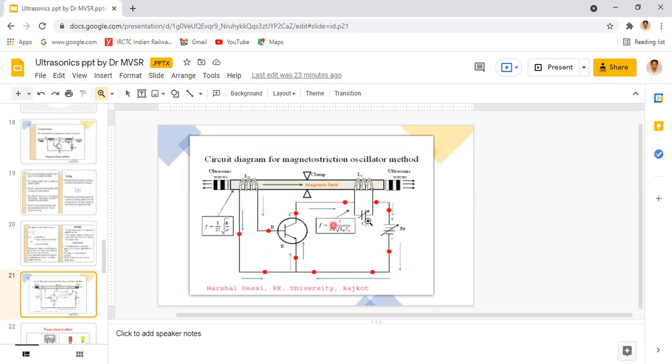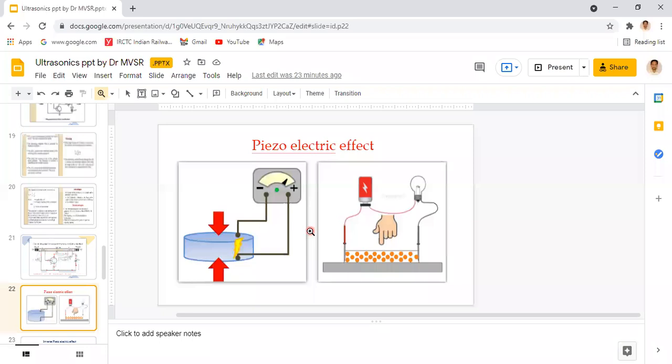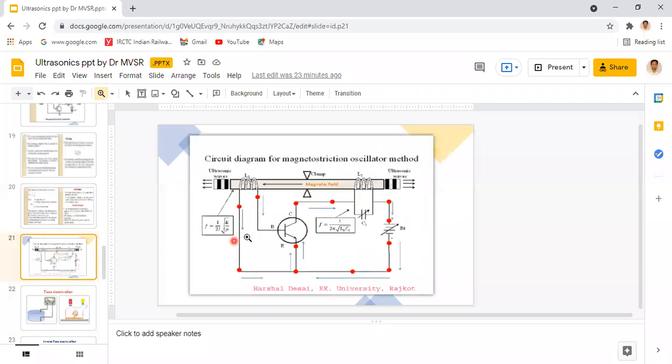When these two are equal, because of the resonance phenomenon, we produce ultrasonic waves from the end faces of the rod. So this is simply how, by using the magnetostriction method, we produce ultrasonic waves.